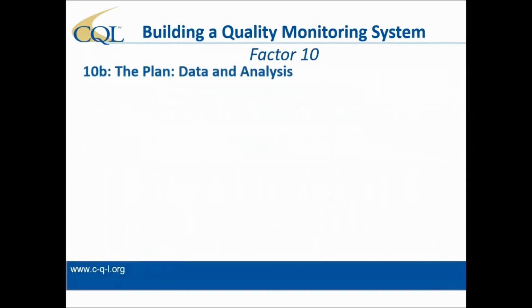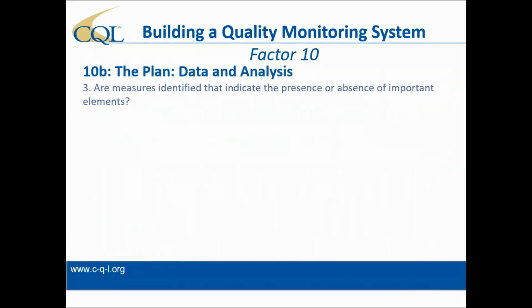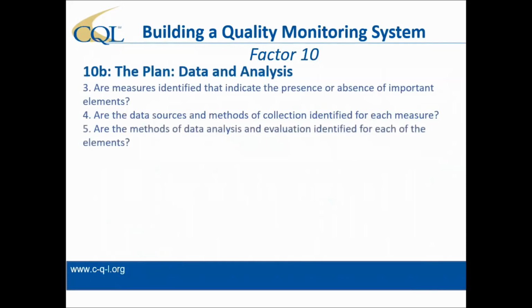Okay, so 10B. So 10B, this is the actual plan. So data and analysis. So remember, 10A is our policy, 10B is our plan. And so we have a few probes here that we'll kind of look at together. Are the measures identified that indicate the presence or absence of important elements? Are the data sources and methods of collection identified for each measure? And are the methods of data analysis and evaluation identified for each of the elements?